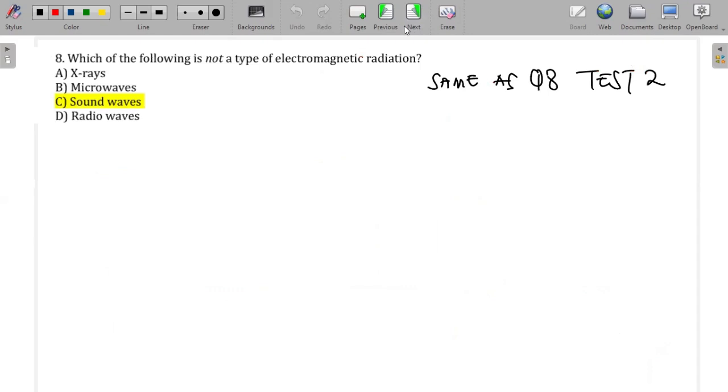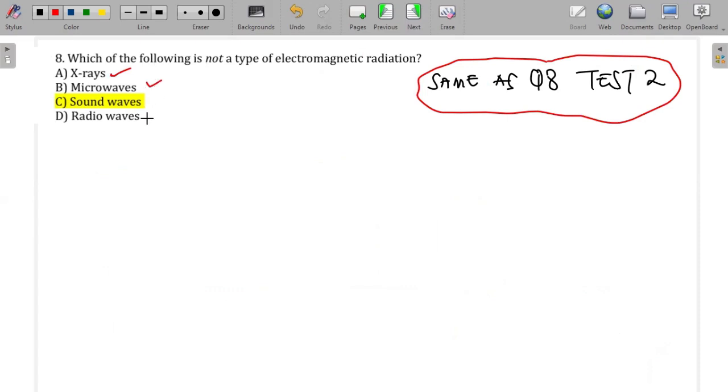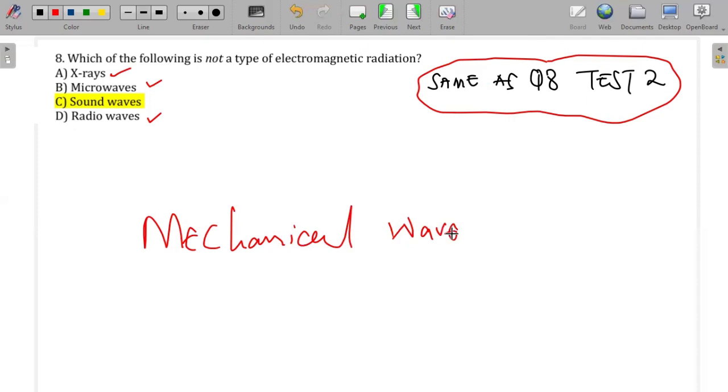I go to question 8. So both quiz 2 and test 2 had the same question on question 8. Which of the following is not a type of electromagnetic radiation? So X-rays, electromagnetic; microwaves, electromagnetic; radio wave, electromagnetic. So sound here is what we call a mechanical wave. So it's not an electromagnetic wave radiation.